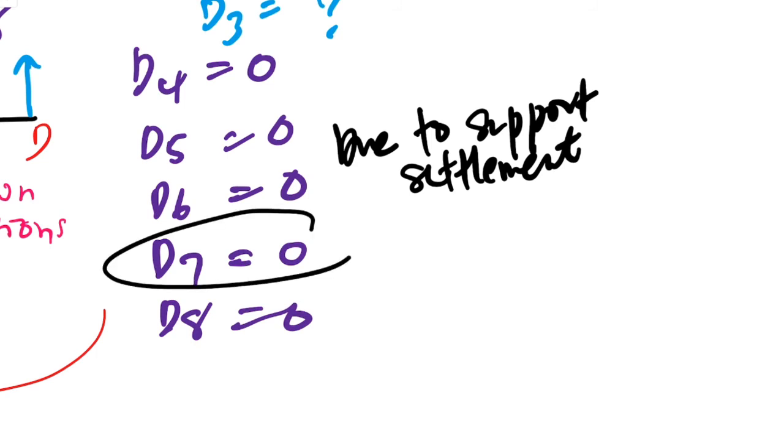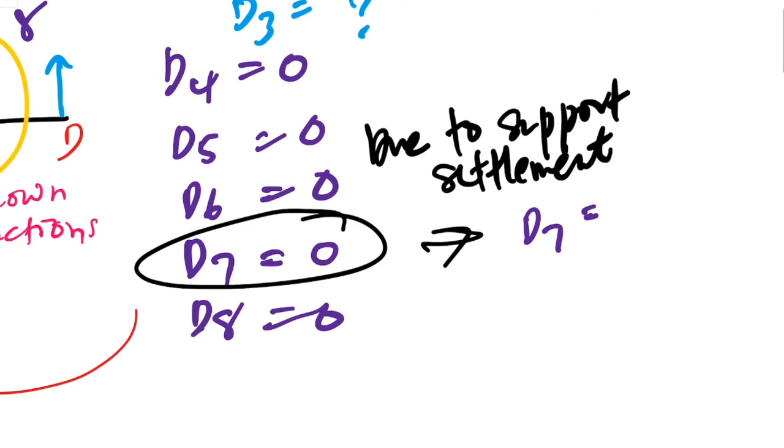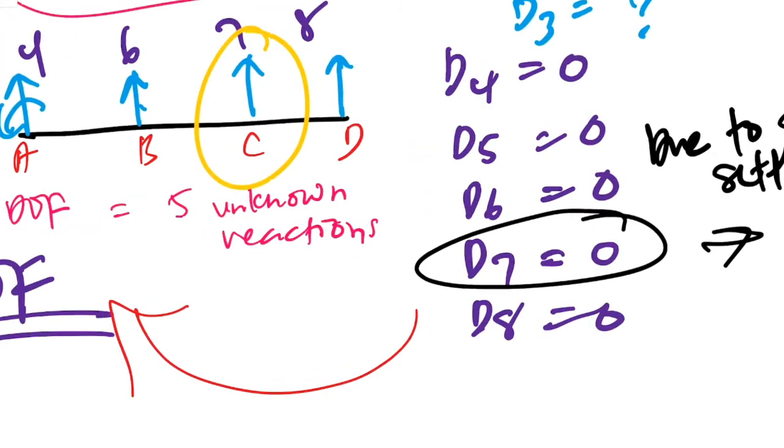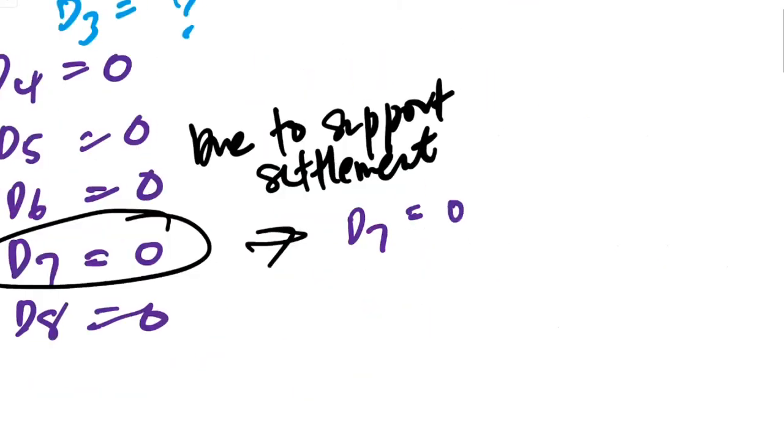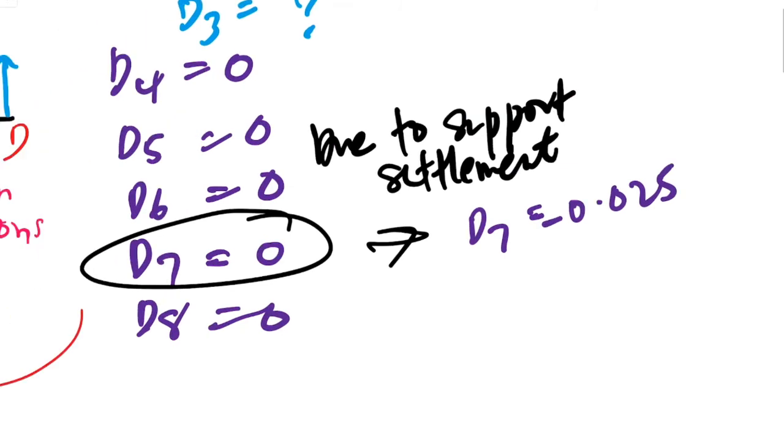D7 will be equal to the settlement, downward, which is opposite to this sign convention, so we have to put negative. Settlement is downward but the sign convention is upward, so it is negative 0.025. Negative 0.025 means that D7 is now 0.025, not zero anymore. This is in unit meter.